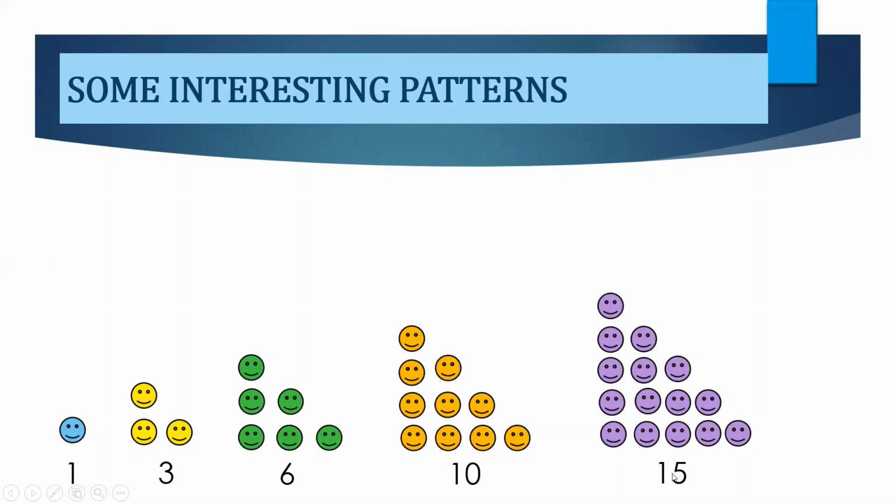Next, in the next slide, you will observe that we will add these numbers. So 1 plus 3 gives us 4, which is a perfect square number. Again, when you add 3 and 6, that gives us 9, which is again a perfect square number. Then if you add 6 plus 10, you will get 16, also a perfect square number. And if you add 10 plus 15, again you get a perfect square number, that is 25.